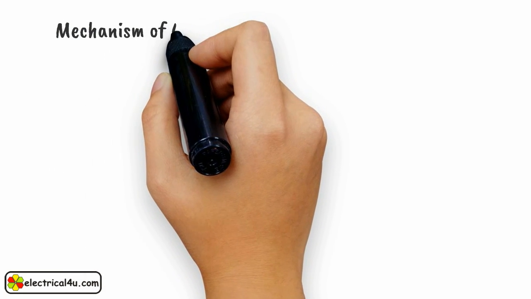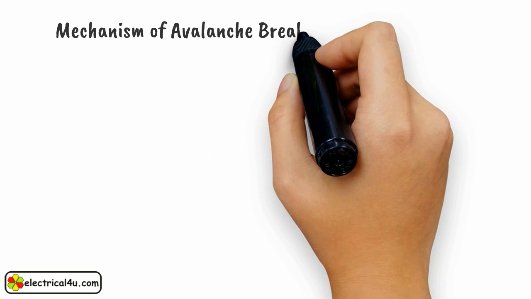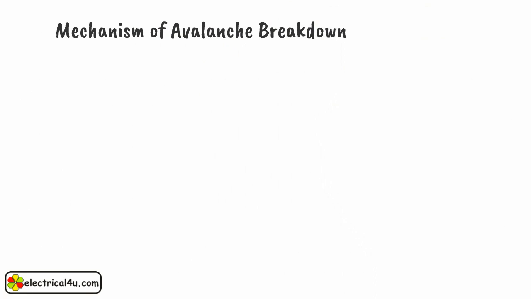Now let us come to the actual mechanism of avalanche breakdown. The junction is made reverse biased, that means, as I already said, the P side is connected to the low potential terminal of the battery, and the high potential terminal of the battery is connected to the N side. The junction breaks down, leading to the heavy flow of reverse current through the device.